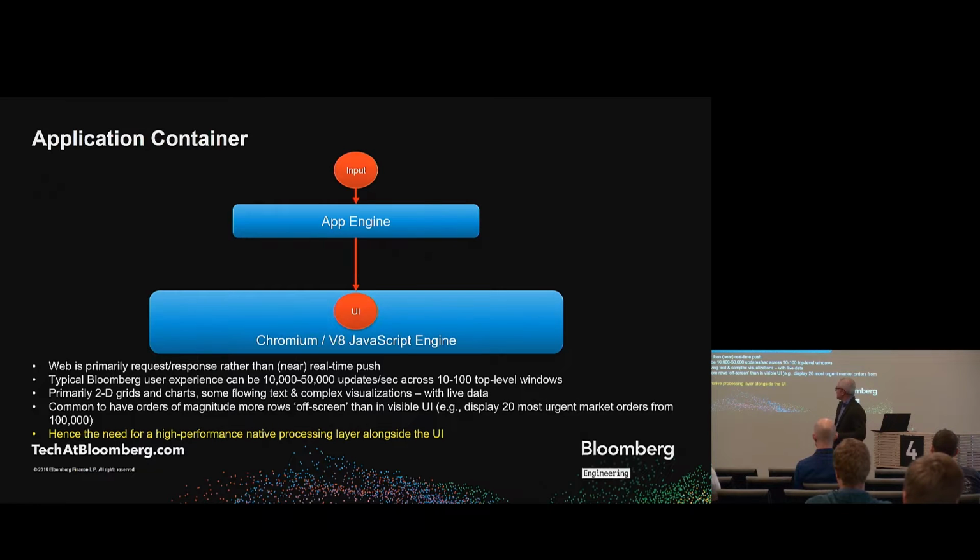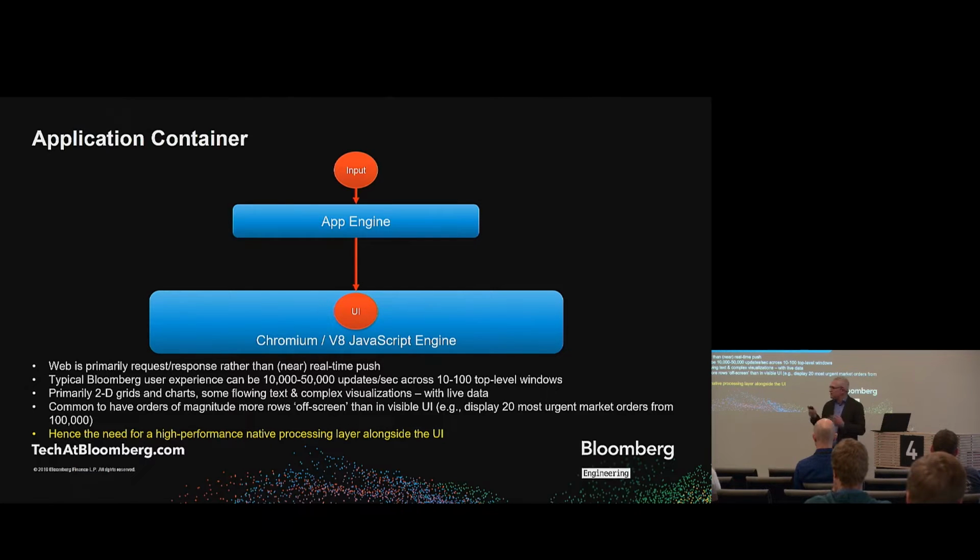request-response service. And we're finding, for some of our data processing, we're not quite at the stage where a browser is fast and efficient enough for us. A typical Bloomberg user experience might involve 10 to 50,000 updates per second across 100 or sometimes 200 top-level windows on the desktop. Primarily 2D grids and charts. So, good GPU accelerators don't really help us that much. Lots of flowing text, complex visualizations in some cases, but with live data.